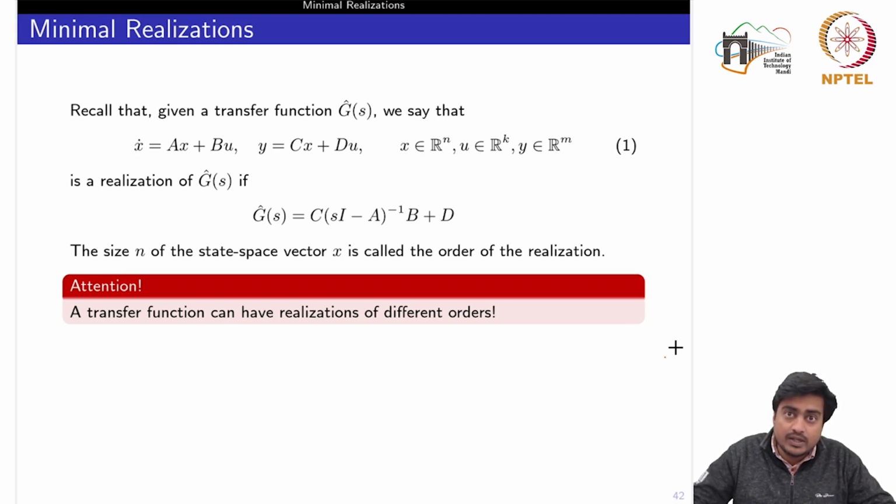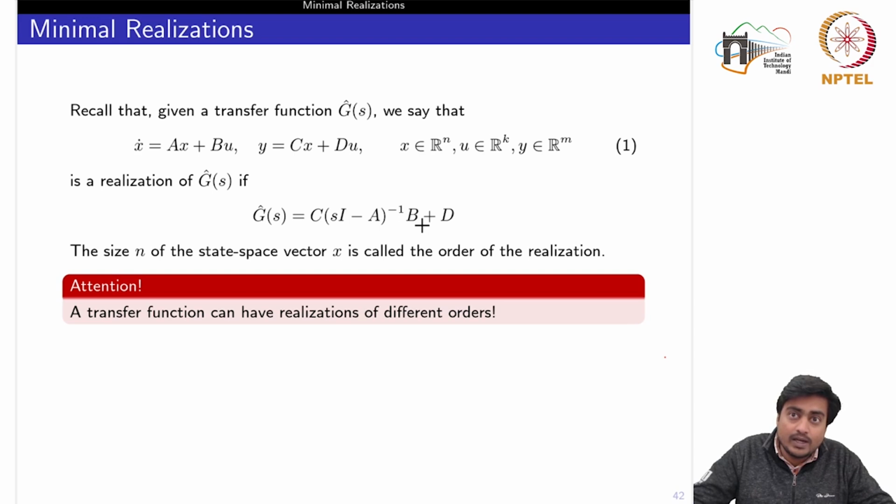at the outset we know that for a given transfer function there could be an infinite number of realizations, and by realization we mean that, given a transfer function g hat of s, we say that this ABCD pair is a realization of g hat if g hat is equal to this one, which is supposed to be a proper rational function. Okay, now in week 1, if you recall, we gave one specific realization in one of the canonical forms for a given transfer function, and that was the controllable canonical form.